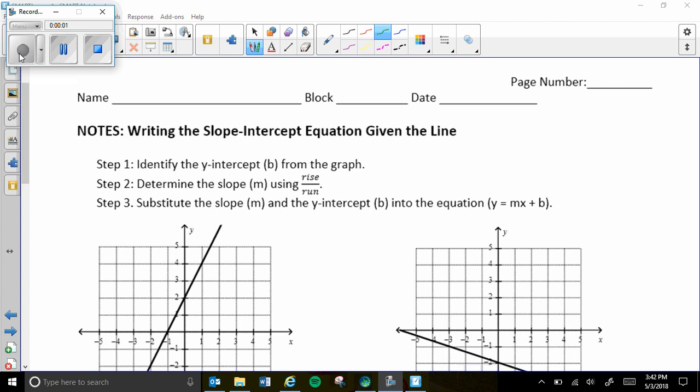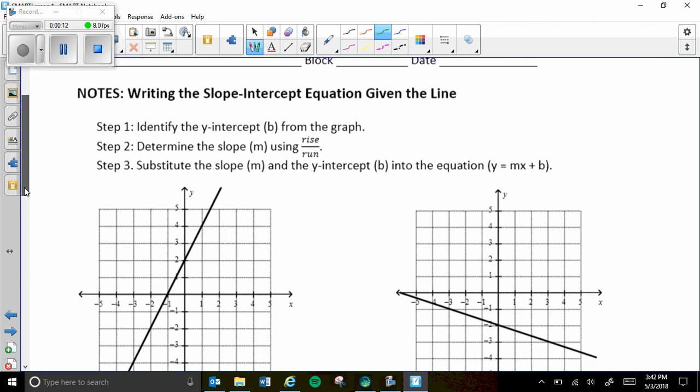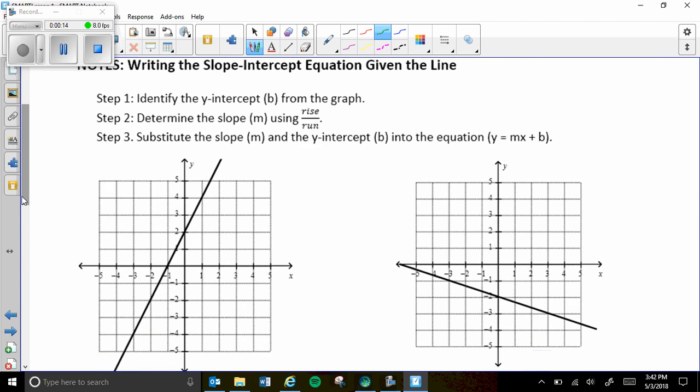The topic in Unit 5 is writing the slope-intercept equation given a few different things. The first thing we're going to start with is given the line. If we're given a graph, how do we write the slope-intercept form? First, we identify the y-intercept, which is b, given the graph. Then we determine the slope using rise over run.